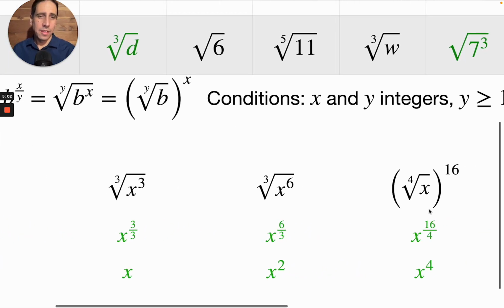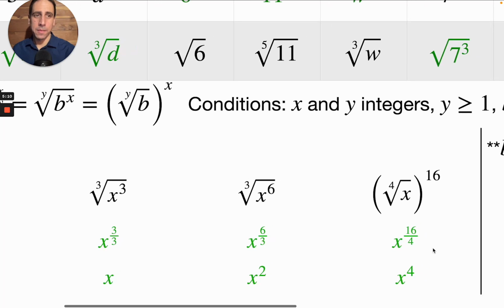How about this? The fourth root of x raised to the 16th. Well, 16 is going to be the numerator, 4 is going to be the denominator, and 16 over 4 is 4. So there it is.